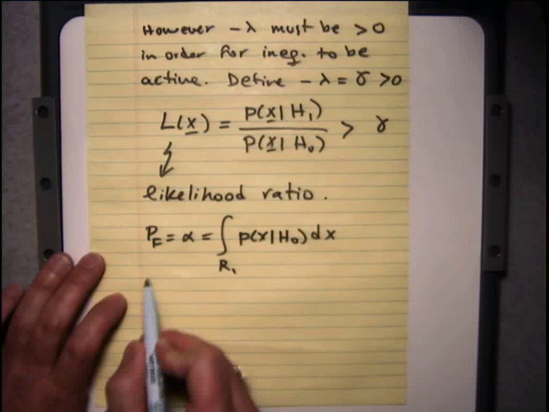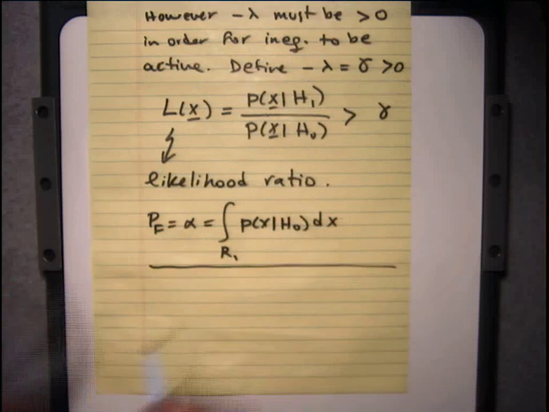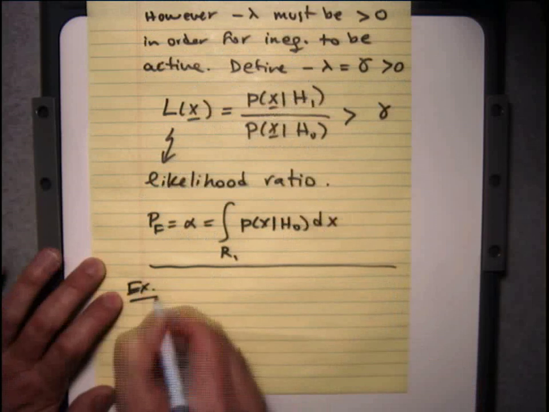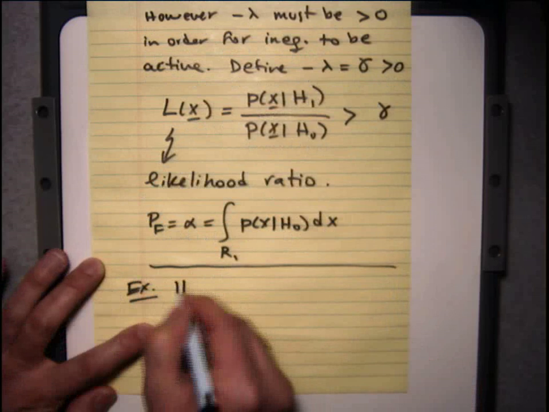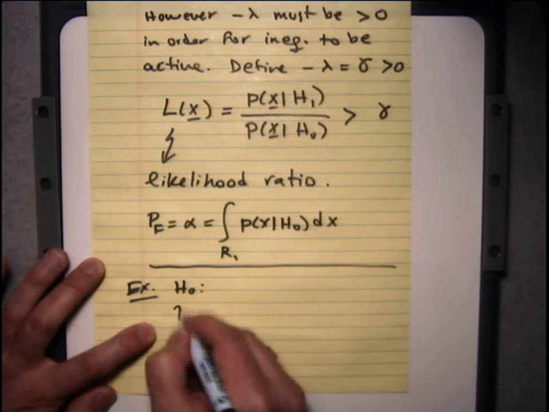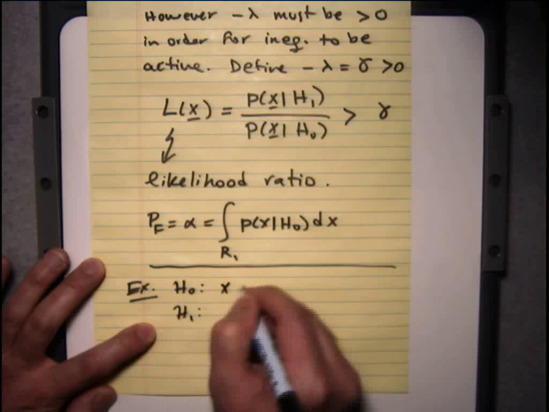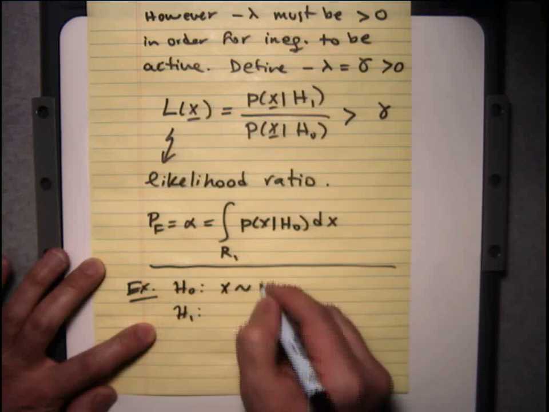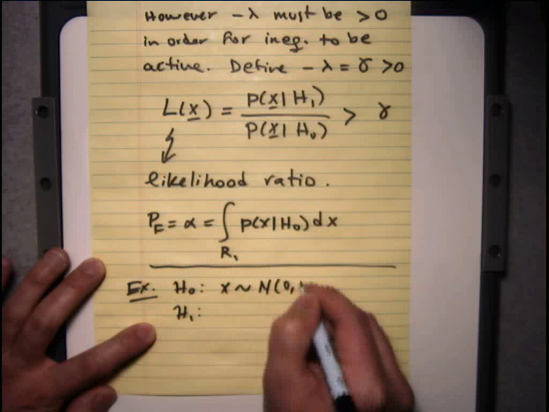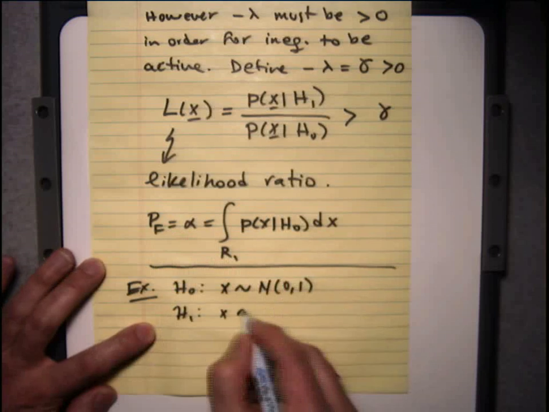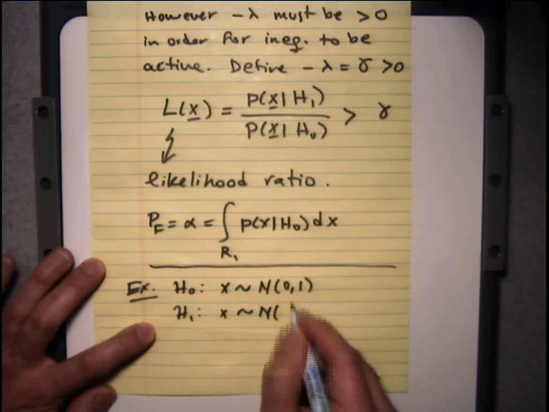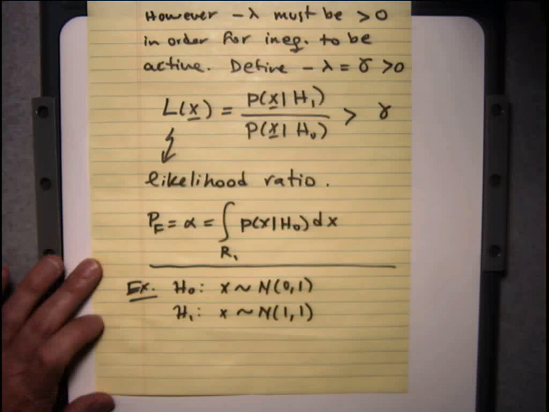So let me do a quick example. We'll do many more examples, so if it's not crystal clear right now, that's okay. It will become so. Let's say you have two scenarios, H0 and H1. Under H0, the data x, just a single value, is normal, zero mean, variance 1. And under H1, it's normal, mean 1, and variance 1.